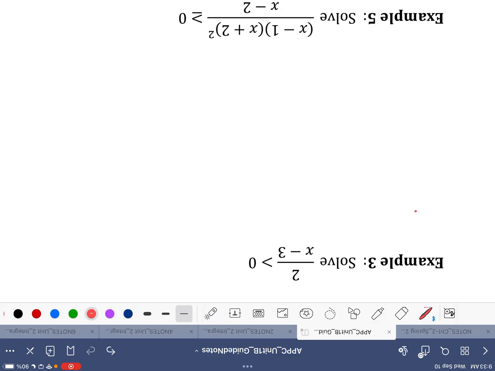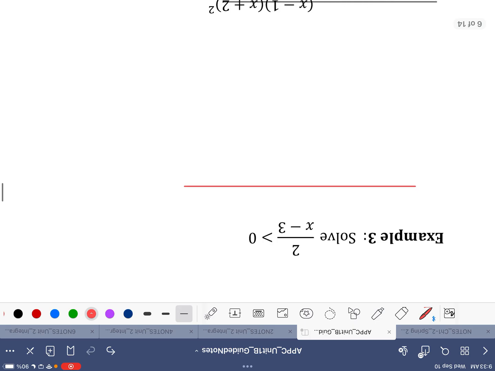Is there an x-intercept? No, there's no x variable in the numerator. So there's no x-intercept.